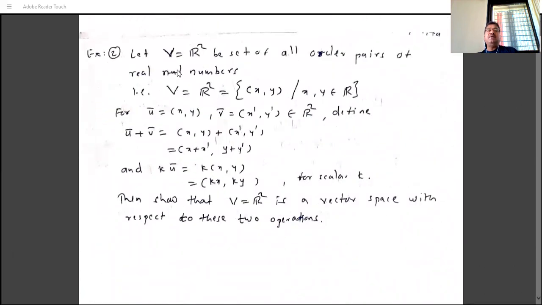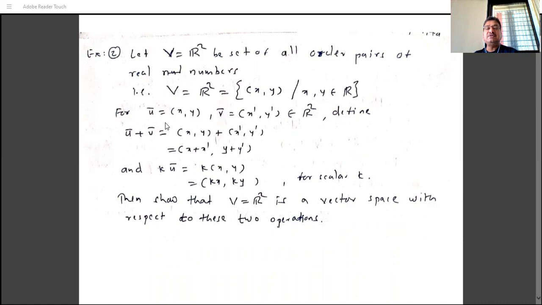The next example: V is equal to R square. What is this? R square means R cross R, the set of all ordered pairs of real numbers. We can write V is equal to R square is equal to the set of ordered pairs (x, y) such that x and y belong to R. In the place of x, y, we can also use the notation u1, u2 or v1, v2, where u1 and u2 belong to R. So this is the set of all ordered pairs with real entries.